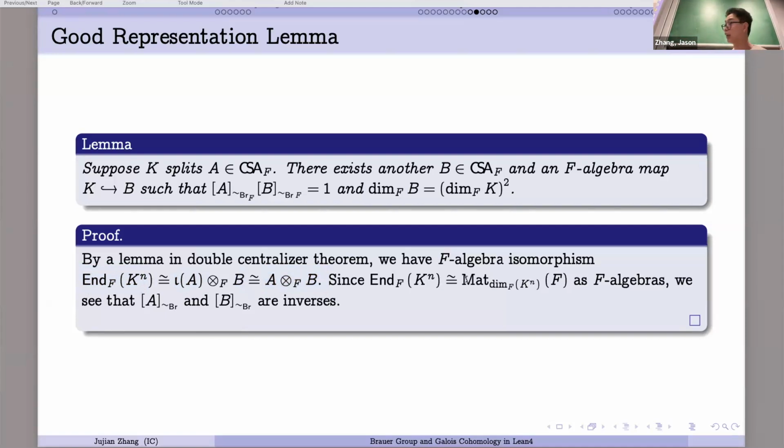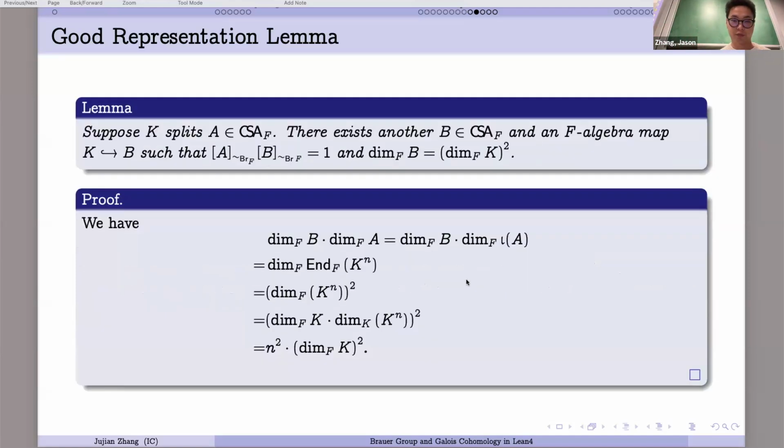and because endomorphism rings are actually just matrix rings if you choose a basis. So we see that A tensor B is a matrix algebra over F, which by definition means that A times B is 1 in the Brauer group. And now we just need to calculate dimensions.